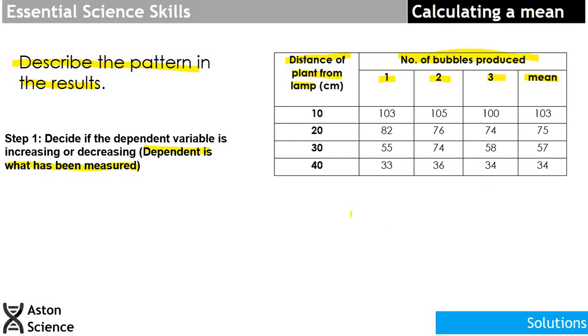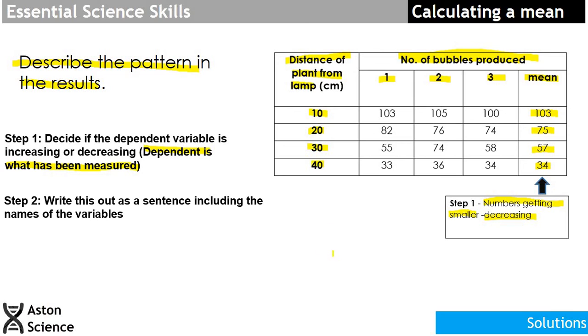We now need to decide if this has increased. So let's have a look. At 10 centimeters, we have a mean of 103. At 20 centimeters, a mean of 75. At 30 centimeters, a mean of 57. And then at 40 centimeters, a mean of 34. So we can see that our numbers are getting smaller, meaning that our dependent variable decreases. It is decreasing.